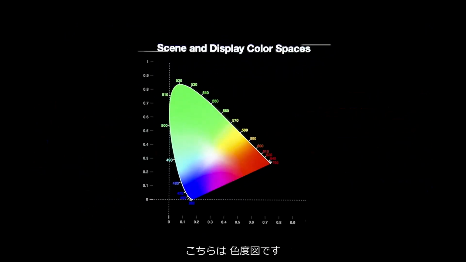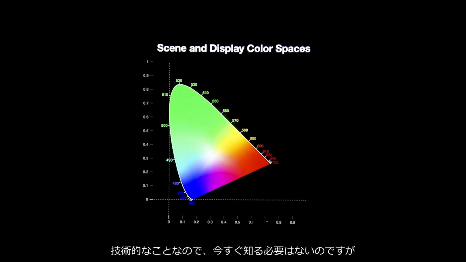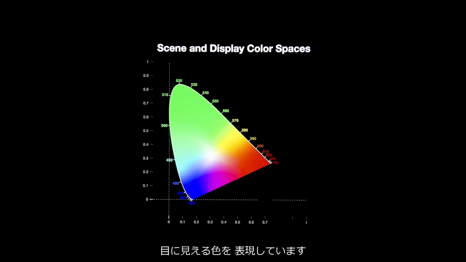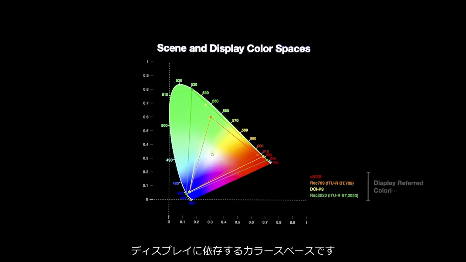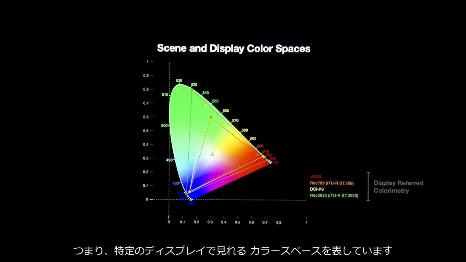So this is the chromaticity diagram, okay? This is roughly representing the colors that human beings can see, okay? So the organization and stuff, that is technical stuff that you don't need to know right now. But this is representing the colors you can see. So there are two different kinds of color spaces. This set that is represented here, a few of them, are the display-referred color spaces. It means that those color spaces are representing what you can see on certain displays.